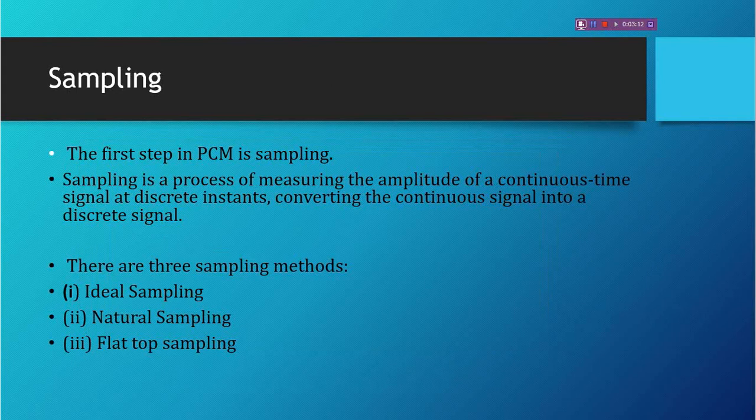First is sampling. The first step in PCM is sampling. Sampling is a process of measuring the amplitude of a continuous time signal at discrete instants. It means we measure the amplitude of an analog signal at different times, at discrete instants, and convert the continuous signal into a discrete signal. There are three sampling methods. First is ideal sampling, then natural sampling, and flat top sampling.